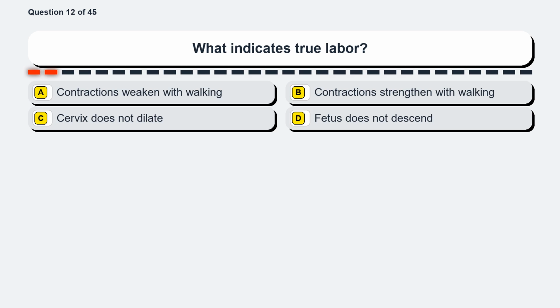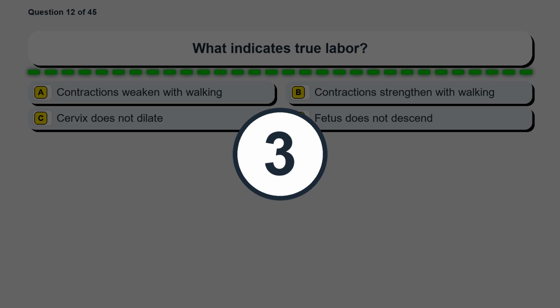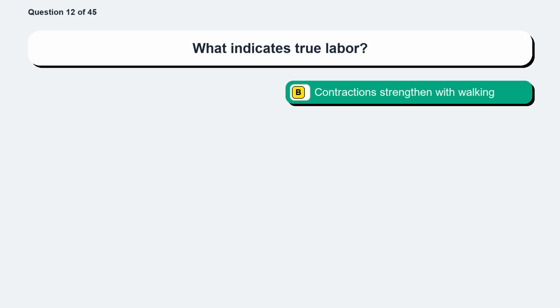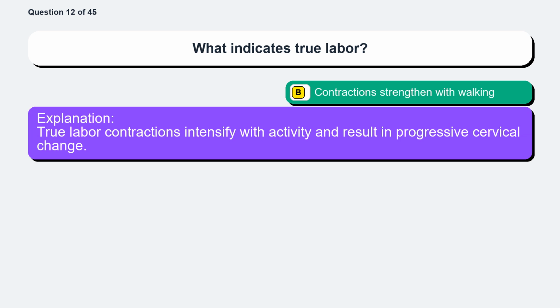Question 12. What indicates true labor? Option A, contractions weaken with walking. Option B, contractions strengthen with walking. Option C, cervix does not dilate. Option D, fetus does not descend. The correct answer is option B, contractions strengthen with walking. True labor contractions intensify with activity and result in progressive cervical change.